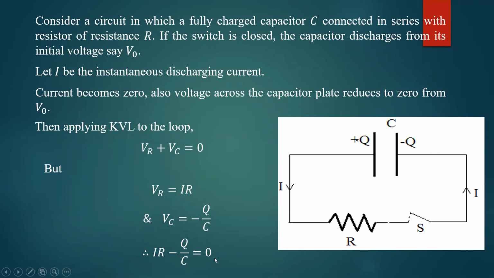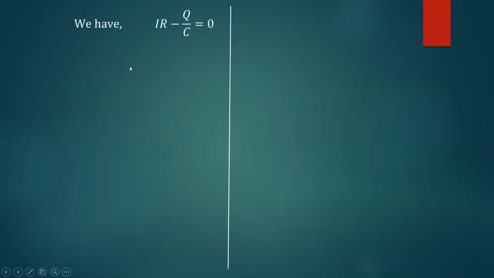We have got the equation. But we have to find the expression for charge. But there are two variables, Q and I. What you have to do? We have to substitute for I as I equal to dQ by dt, because I is dQ by dt. Then you will get the first order differential equation.